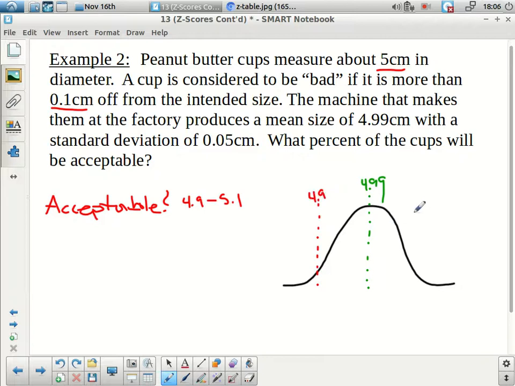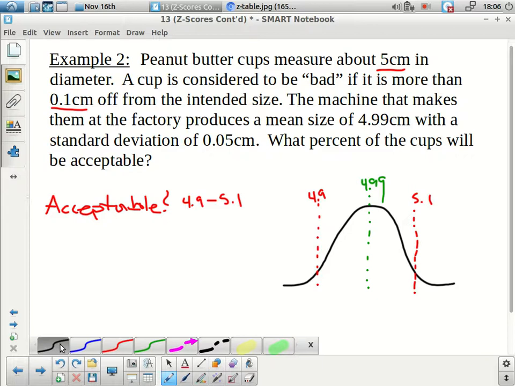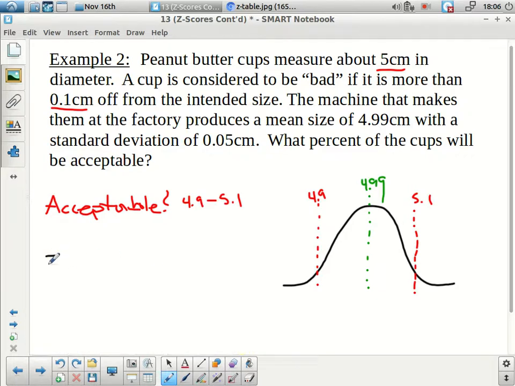And 5.1, which again would be about the same in the other direction. So now it's going to be the same procedure as what we had on the previous page. We'll need to do a Z-score for each one. So for Z1, our target score is 4.9.